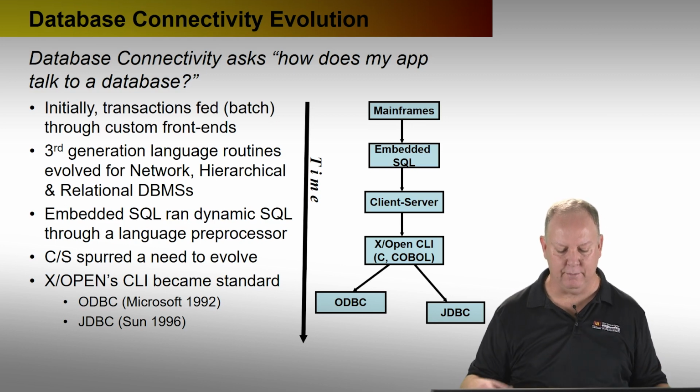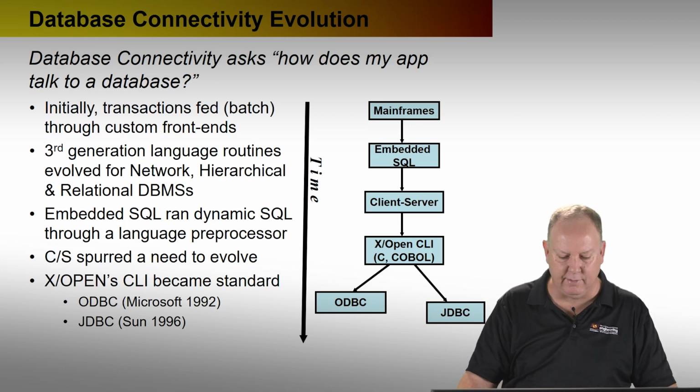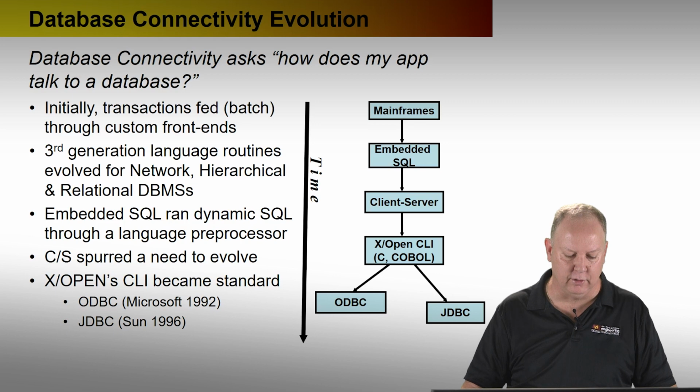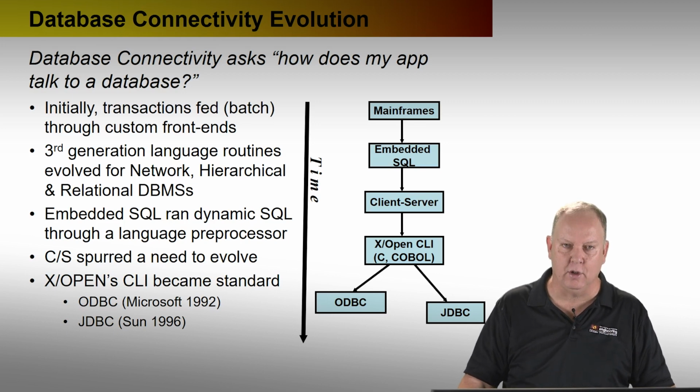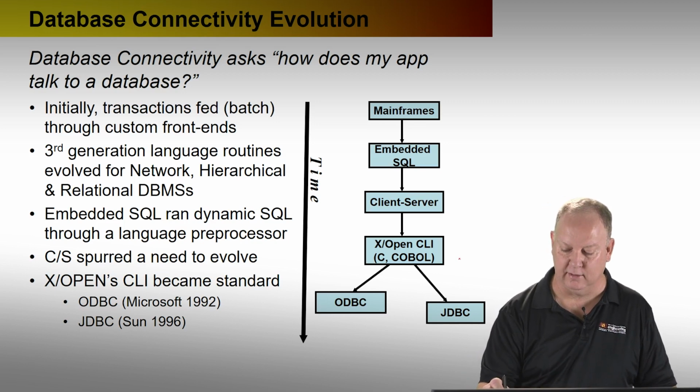As client server became popular, this was still kind of mainframe era stuff, but as client server became more popular with the PC revolution, it spurred this need to evolve. And what happened was folks came together in the XOpen consortium, as it's called, and developed the call level interface standard. The call level interface standard is an abstract standard with different bindings. So initially you see here it had things like C and COBOL level bindings.